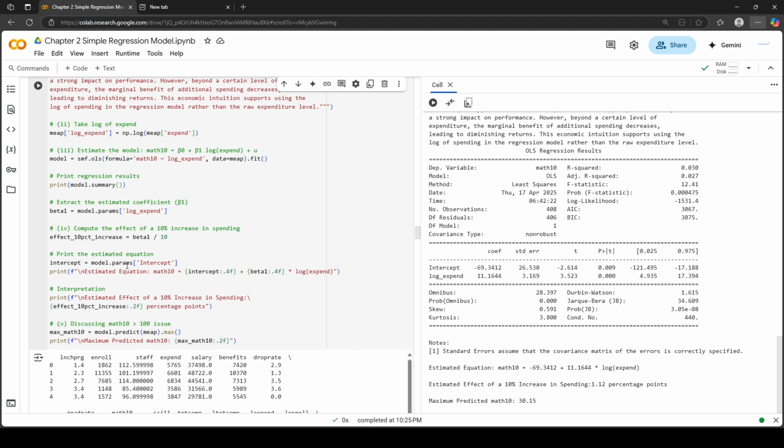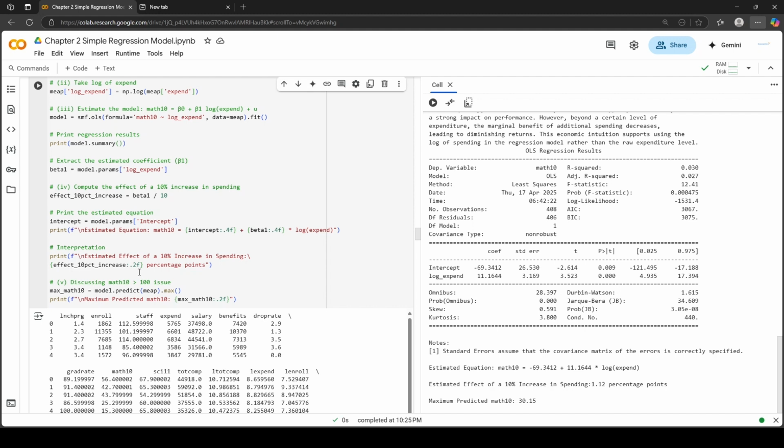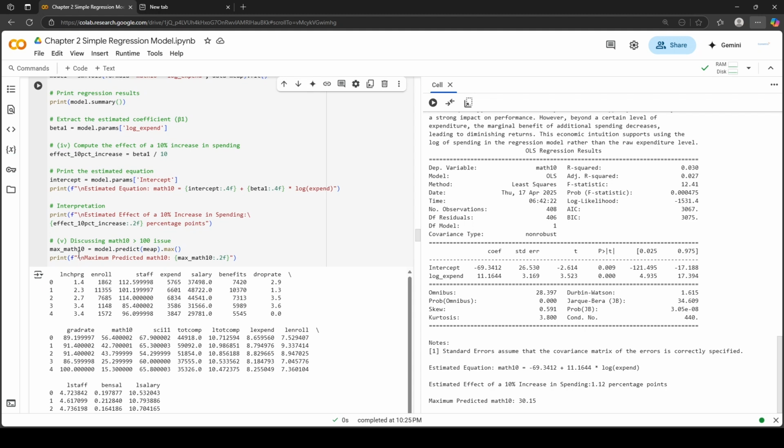Okay, and what is the maximum? It also asks whether a predicted mathematics pass rate greater than 100 is possible. It is a mathematical possibility, however, it is not a practical possibility. So the question asks to check whether there is any predicted mathematics pass rate that is greater than 100. For this, create a new variable by the name of max_math10 equals model.predict, and then type the dataset name meap, then the dot max function. So the maximum predicted mathematics pass rate is 30.15. So the mathematics pass rate being greater than 100 is not an issue in our data set.